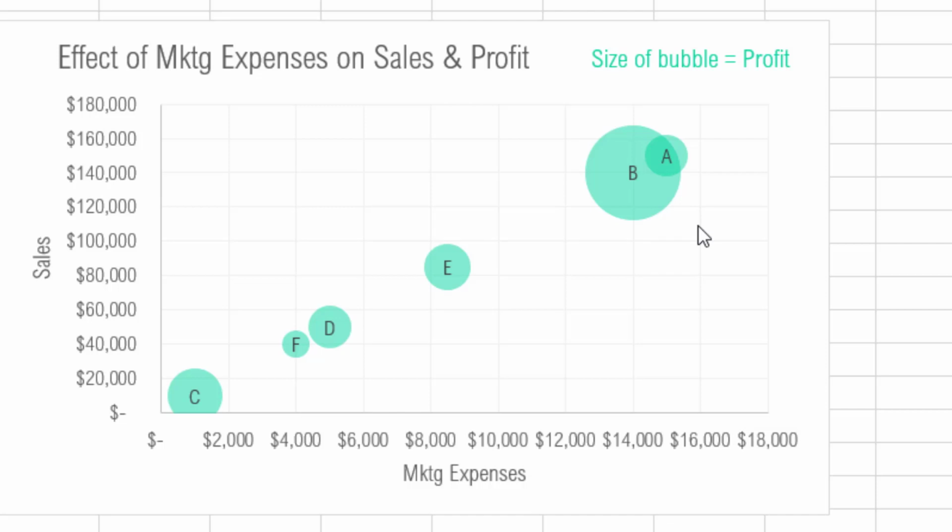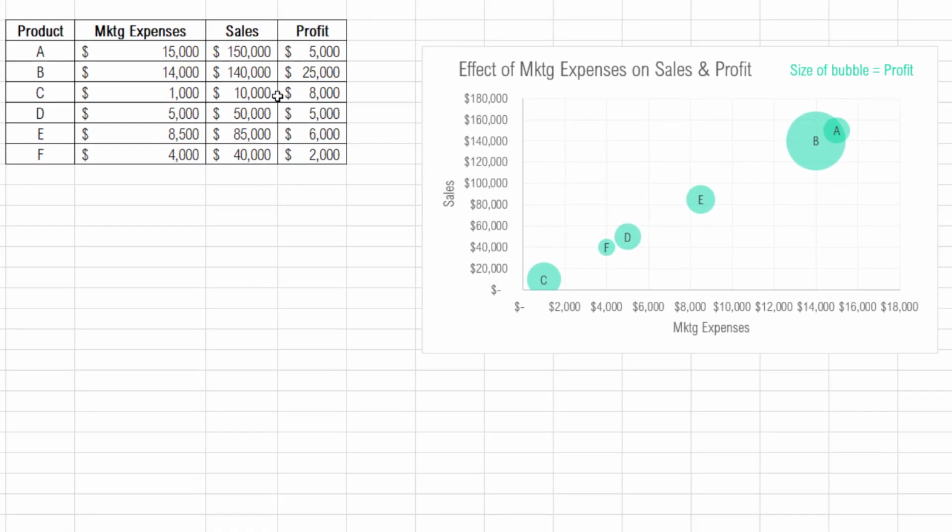So just to recap, in this video, we started with a blank sheet with just the data, and we created a bubble chart, and we talked about the key components that you need to know and understand in order to create a bubble chart in Excel. And now we can see that there is a relationship between marketing expenses and sales, because the bubbles are in a diagonal line. This is the benefit of visualizing the data in a chart, like a bubble chart, instead of a table.